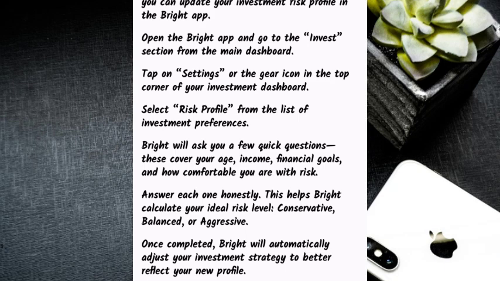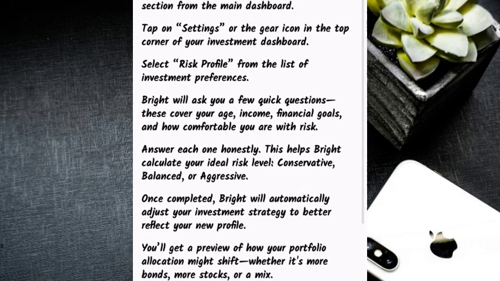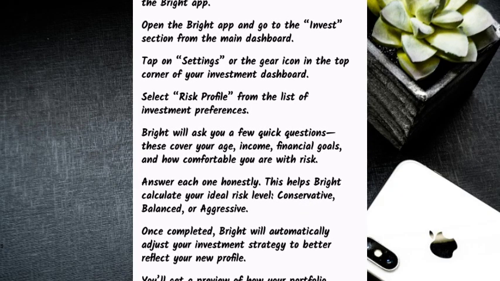Bright will ask you a few questions that cover your age, income, financial goals, and how comfortable you are with risk. Answer each honestly. This helps Bright to calculate your ideal risk level, whether you're conservative, balanced, or aggressive. Once completed, Bright will automatically adjust your investment strategy to better reflect your new profile.